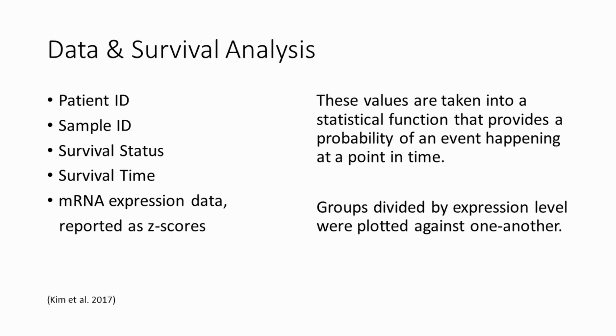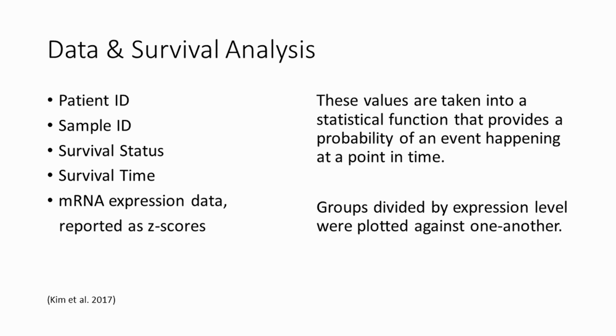So the data that we took from the studies were a patient ID and a sample ID, the patient's survival status, the patient's survival time, and the mRNA expression data for the genes of interest reported as deviations from the mean.